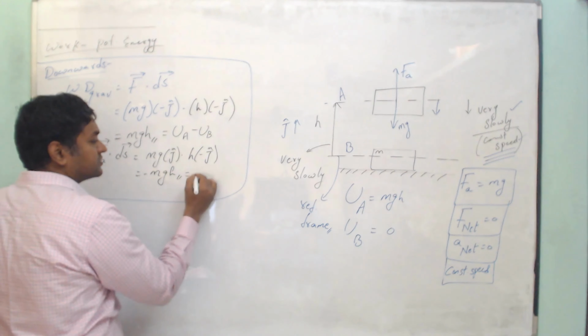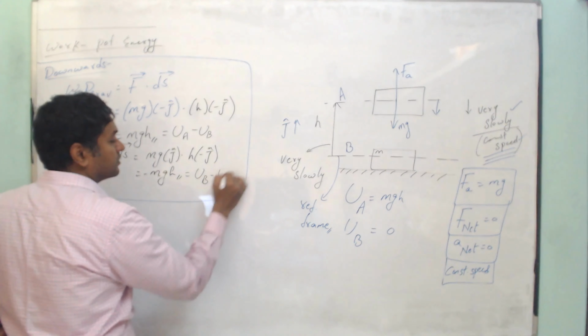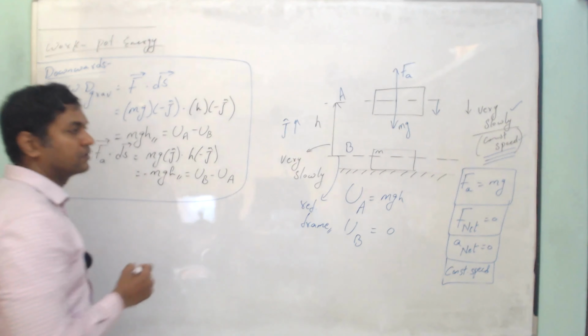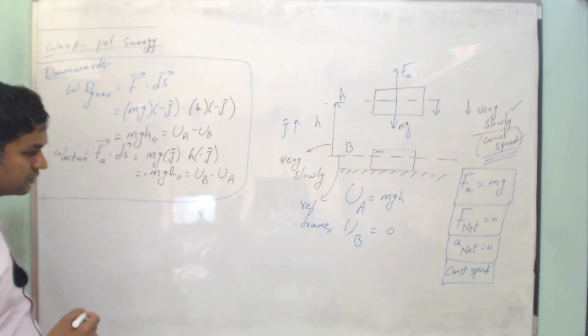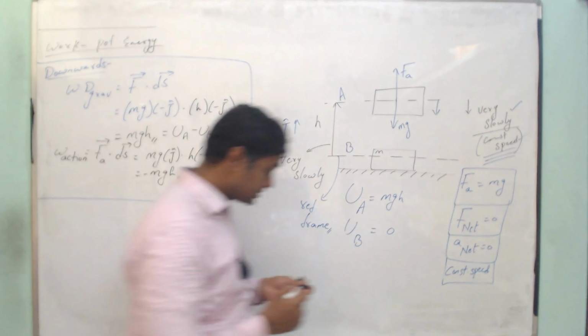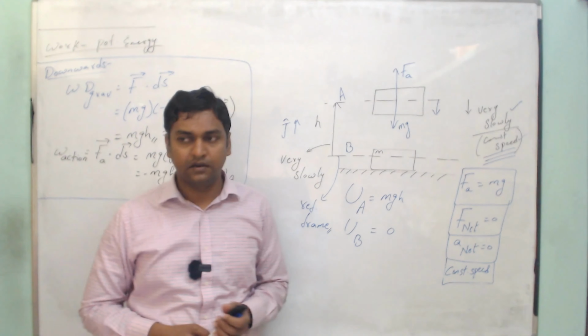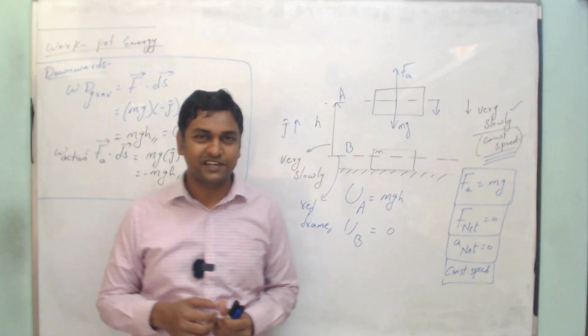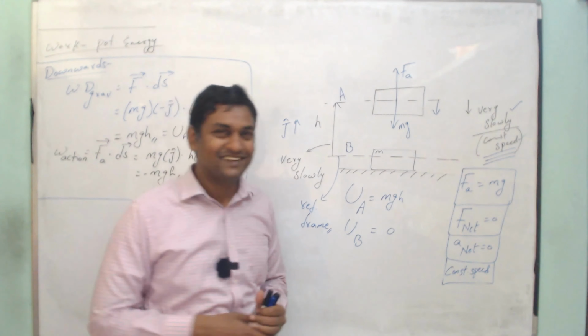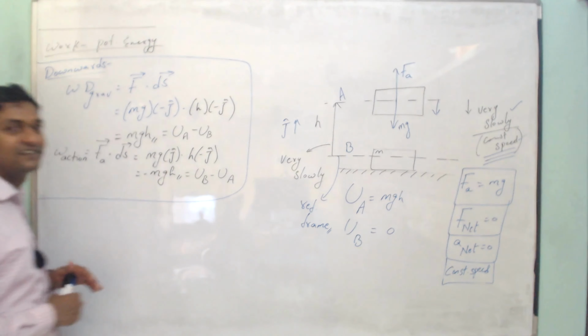Whereas this fellow will become UB minus UA. Sir, what is negative work done? Wait, that's what we are trying to understand. Yes, sir. That's exactly what we are trying to understand.